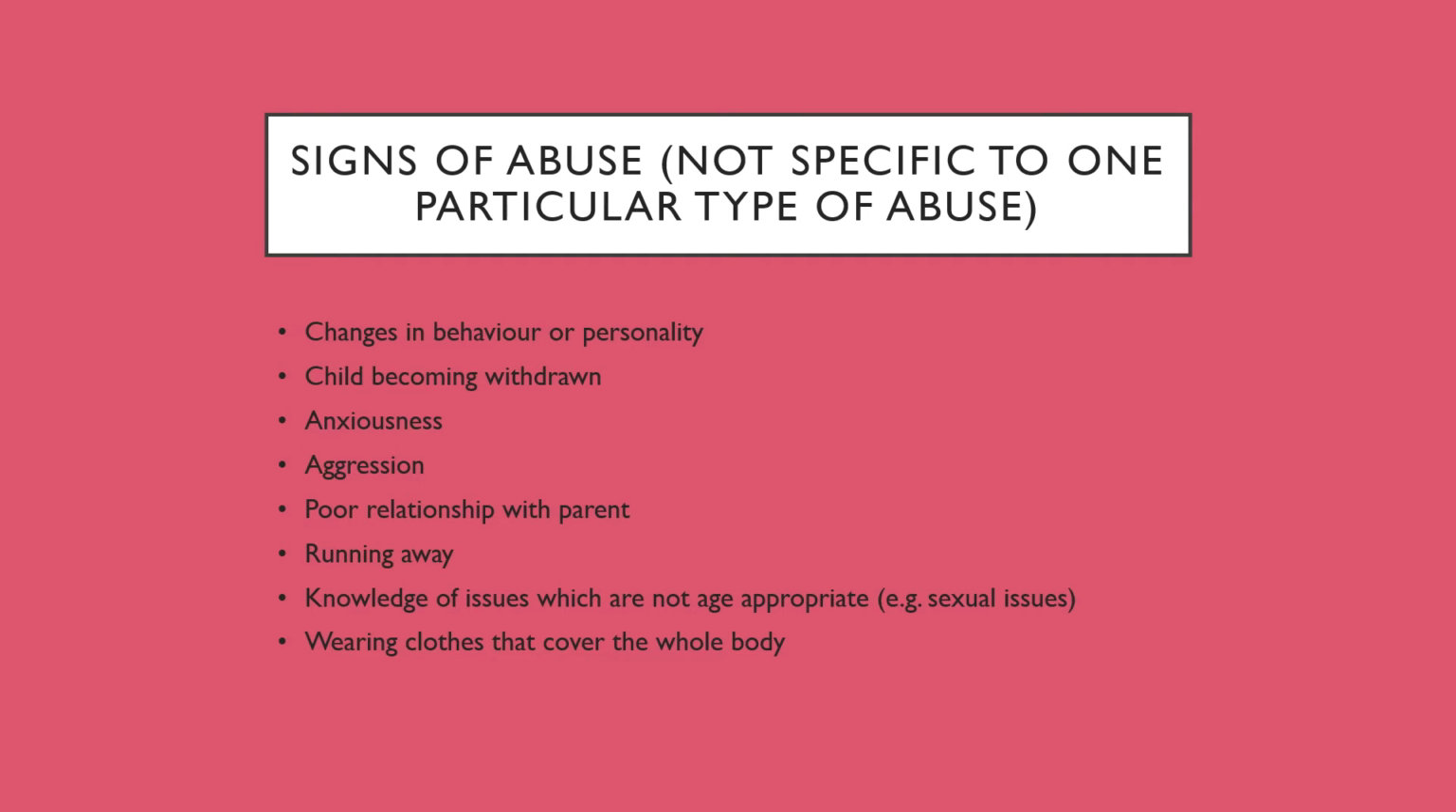So in general, signs that a child is being abused, we're going to have a think about those. These aren't specific to any one particular type of abuse, they're just things to be aware of. So if a child that you know has a particular change in their behaviour or personality, they could become more withdrawn, more anxious or aggressive, those are things that make you worried that something's going on with that child. If their relationship with the parent or caregiver is quite poor, that might also make you worried that something's going on there.